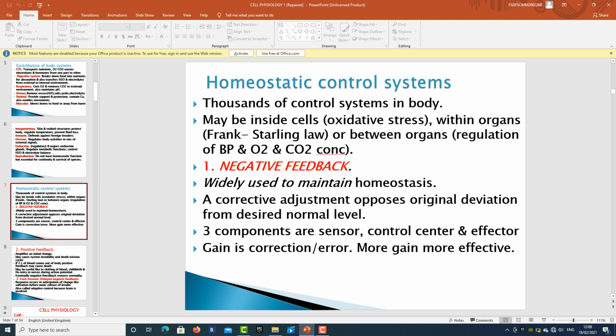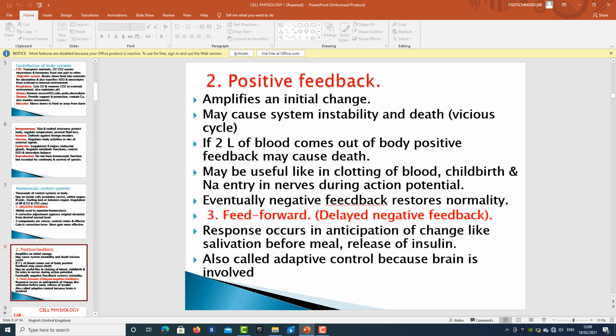Now, first, we are going to talk about the negative feedback mechanism. Always remember that most of the systems in our human body are under the control of this negative feedback mechanism, and it is widely used, mostly used to maintain homeostasis. A corrective adjustment opposes original deviation from desired normal level. It has three components: a sensor, a control center, and an effector. And there is always more gain and more effectiveness. Then there is the positive feedback mechanism.